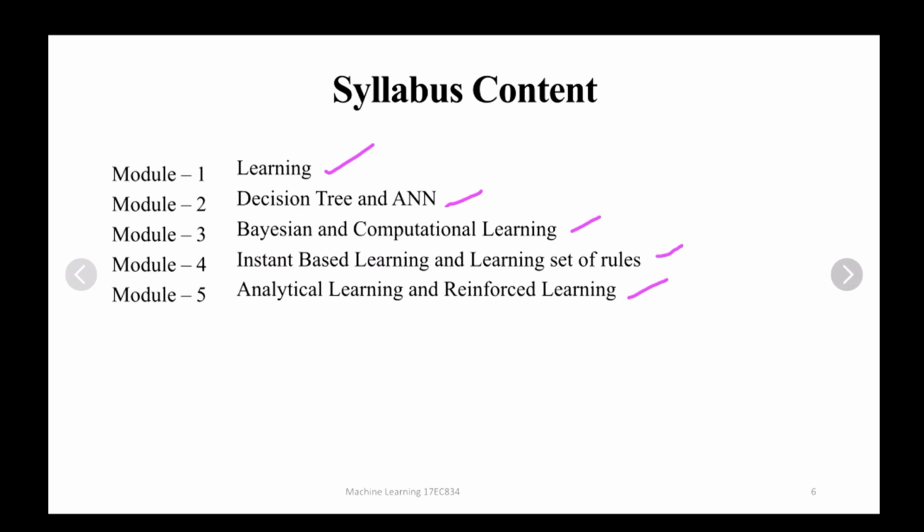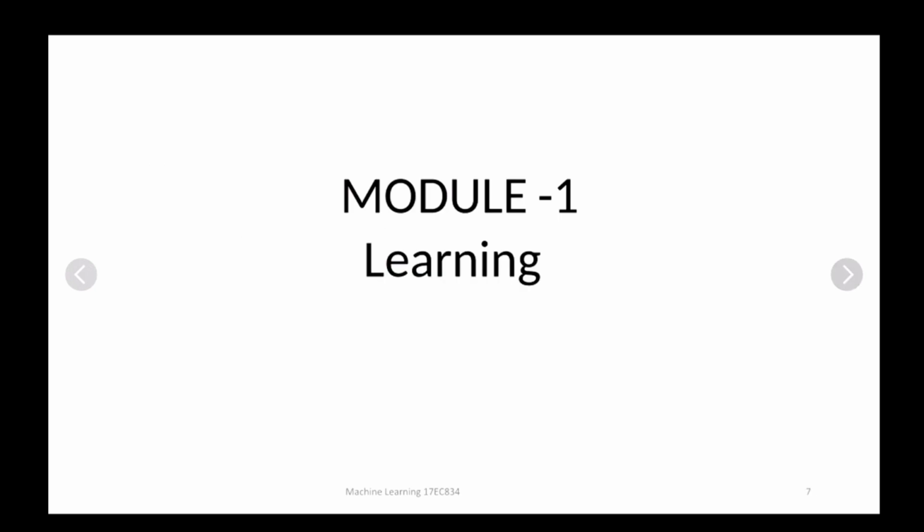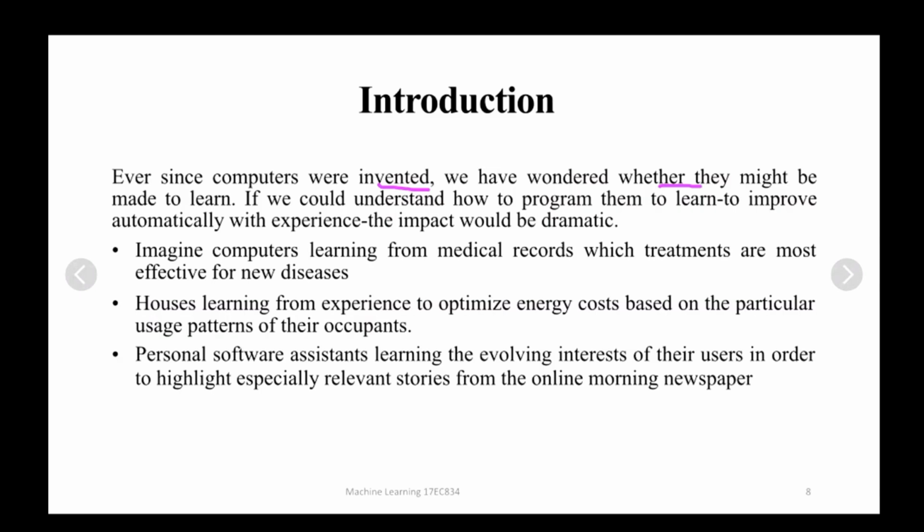Now we will move on to the first module, which is learning. Regarding the syllabus, I have already discussed in detail in the previous class. Now coming to the introduction. Why machine learning? What is the importance of machine learning? You need to understand. Ever since computers were invented, we have wondered whether they might be able to learn, or can we make them learn some things which we wanted them to perform? If we could understand how to program them to learn and to improve automatically with experience, the impact would be dramatic. That is what is happening today.